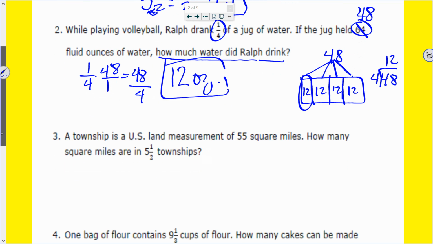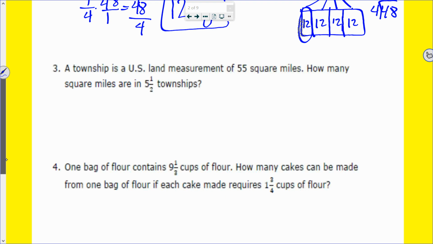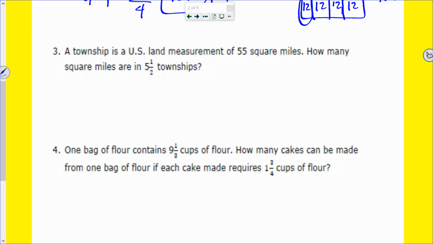Okay, number 3. A township is a U.S. land measurement of 55 square miles. How many square miles are in 5.5 townships, okay? So if I know one township is 55 miles, I want to figure out how many 5.5 are. When you're given the amount for one and you want to figure out how much it is for more than one, so 5.5, you're doing multiplication. So your problem is 55 times 5 1/2.